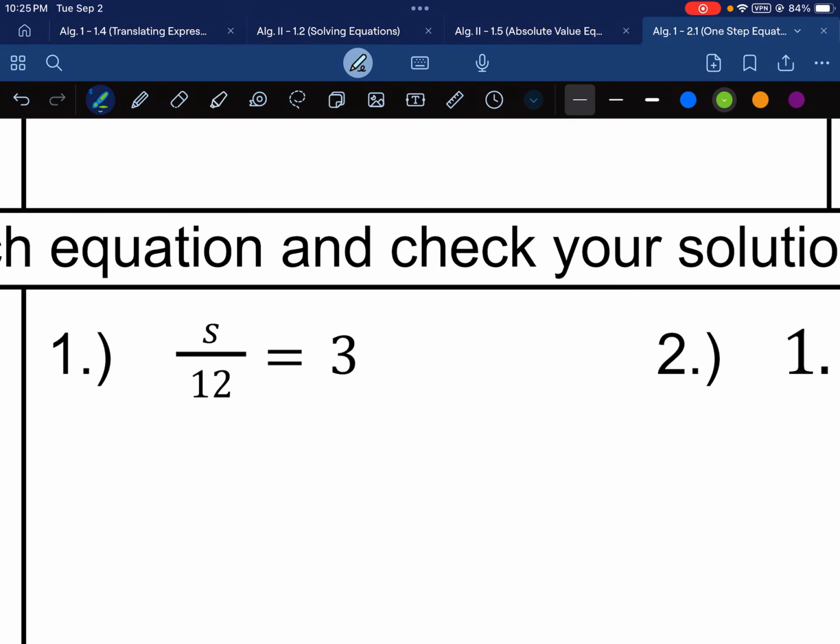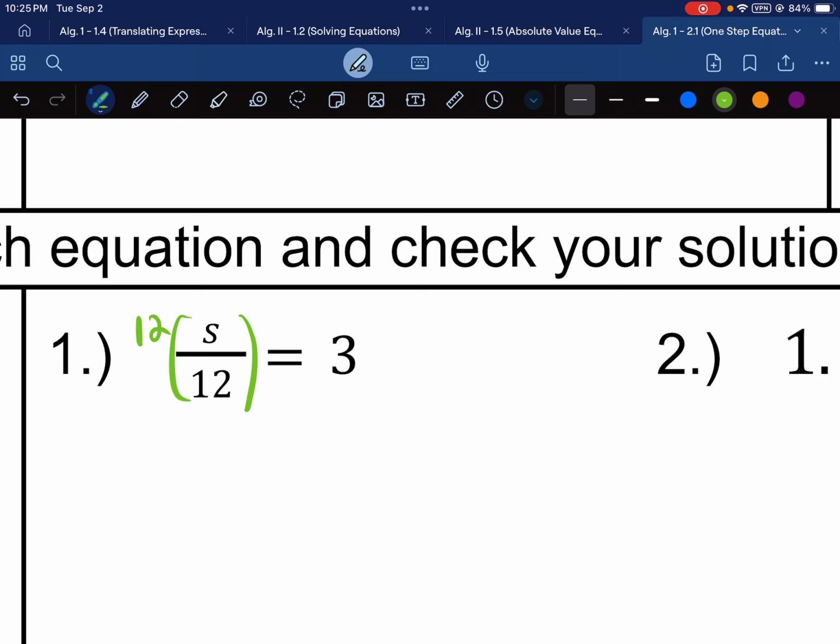Let's use this to solve here. So on number 1, s divided by 12 equals 3. Once again, we're wanting to get s by itself to be the only thing on that side of the equal sign. And so to undo the division by 12, we have to think, what's the opposite of division? Well, the opposite of division is multiplication. So I'm going to multiply by whatever we're dividing by, 12.